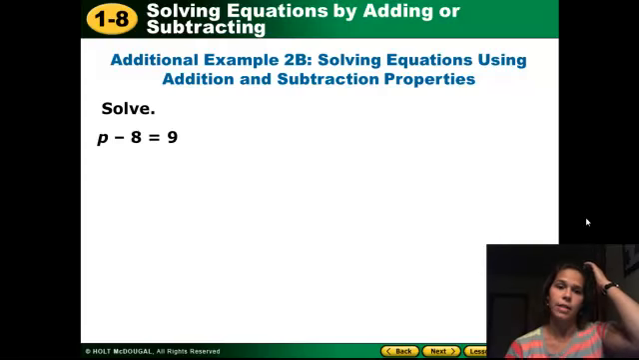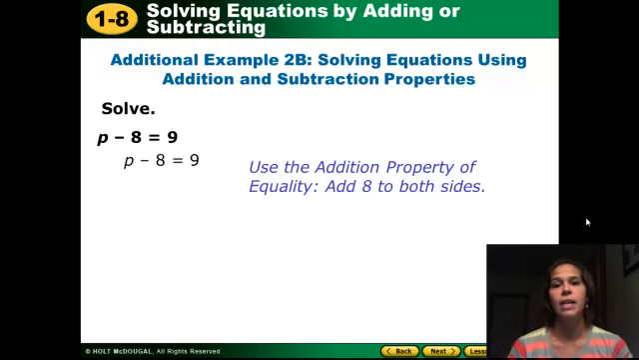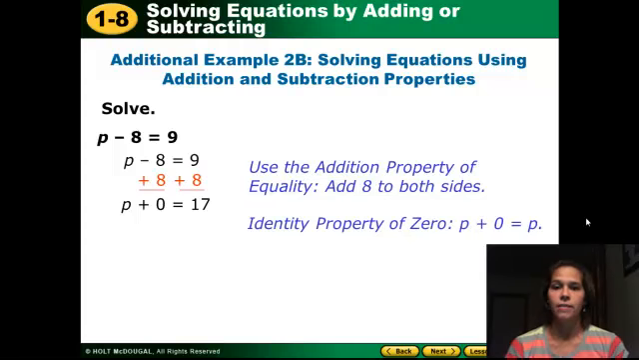Okay, another example. P minus 8 equals 9. Because subtraction's being used, I'm going to use the additive property of equality to undo that. So at the negative 8 or subtracting 8, I'm going to add 8. Also do that to the right-hand side of my equal sign. If I go ahead, my negative 8 and my positive 8 cancel out. P plus 0 equals 17. Because of the 0 identity property, my 0 can go away and I'm left with P equals 17. That's my solution to my equation.